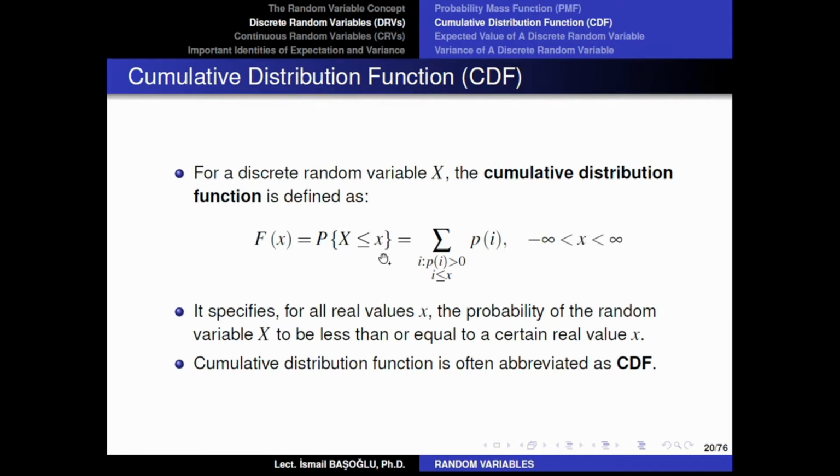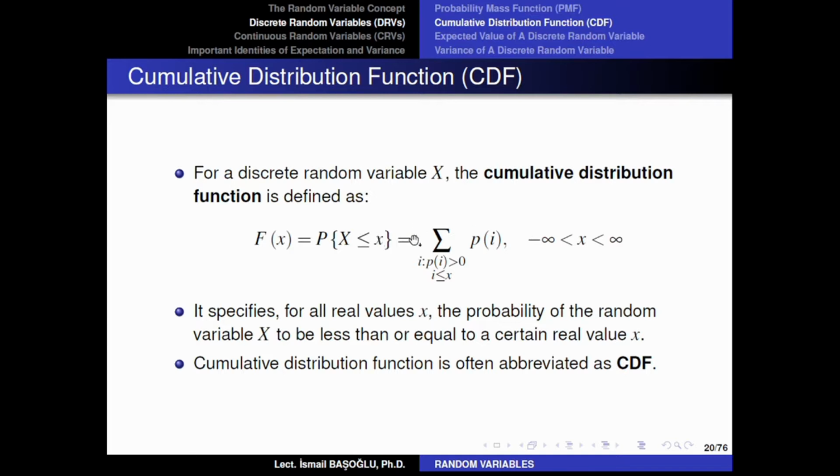Unlike the probability mass function, remember, the probability mass function was representing the probability of our random variable being exactly equal to a certain value. However, the cumulative distribution function gives you the probability of our random variable to be less than or equal to a certain value. So we are going to sum up all possible probabilities of our random variable for values which are less than or equal to x.